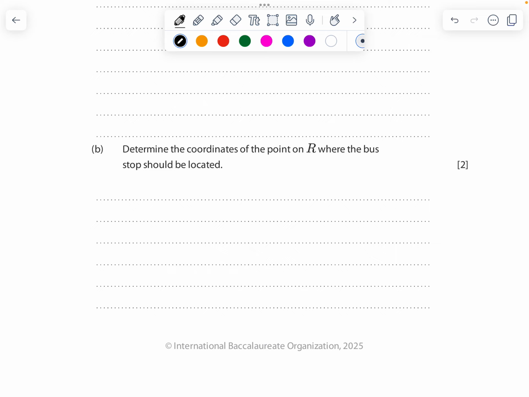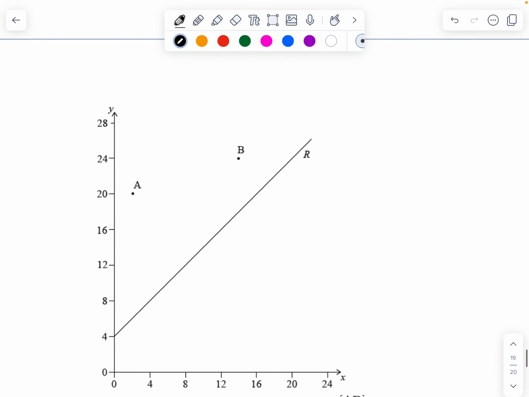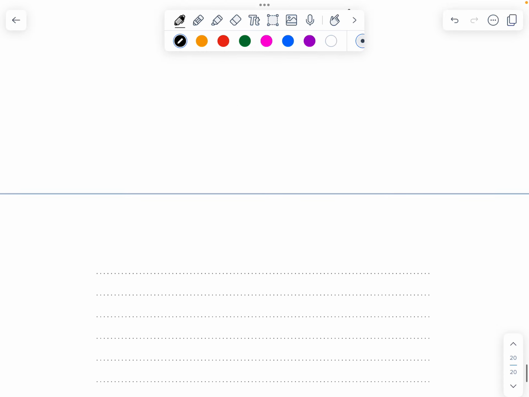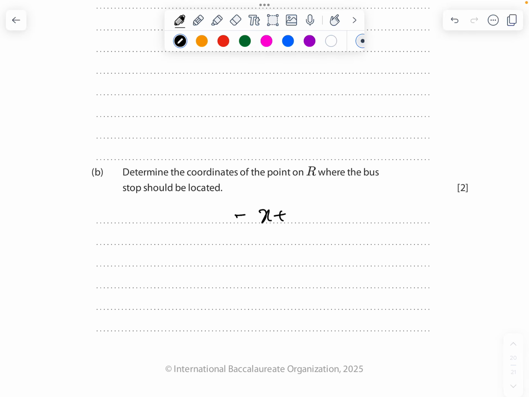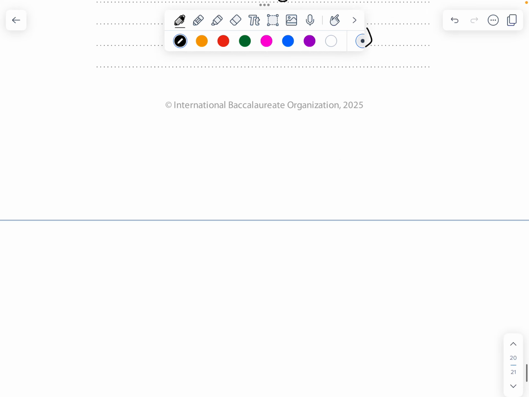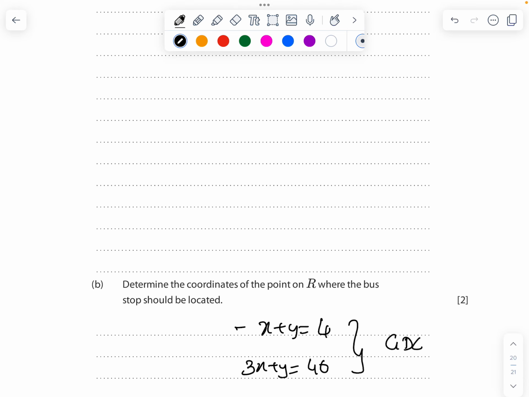Determine the coordinates of the point R where the bus should be located. So we got one equation, minus x plus y equals to 4. Another equation is 3x plus y equals to 46. Solve these two simultaneous equations, and by GDC, you should be getting that answer as (10.5, 14.5). That's going to be the point of intersection by using the simultaneous equations option in the graphing calculator.